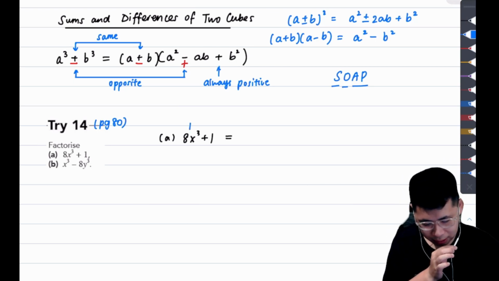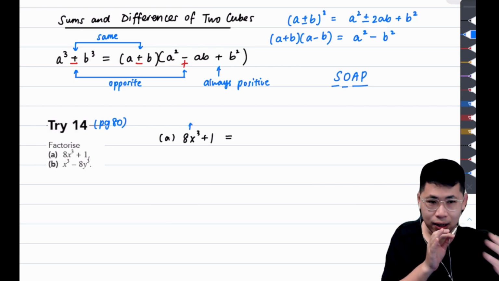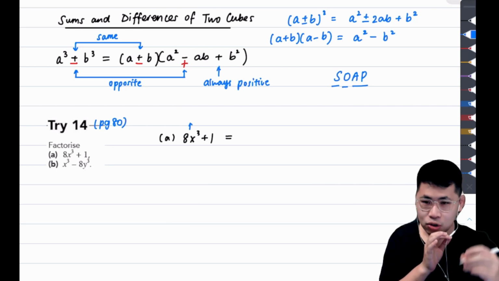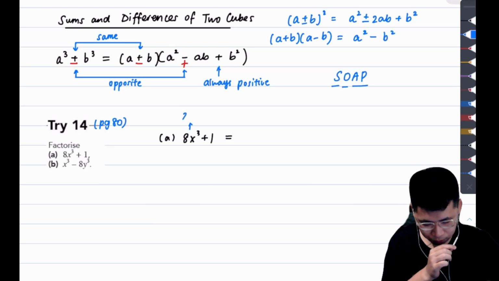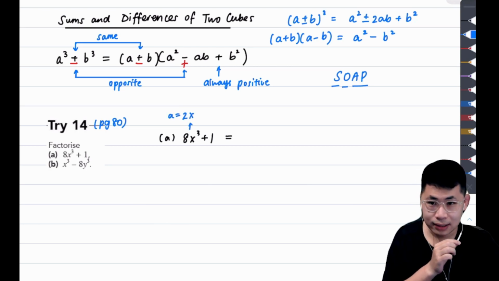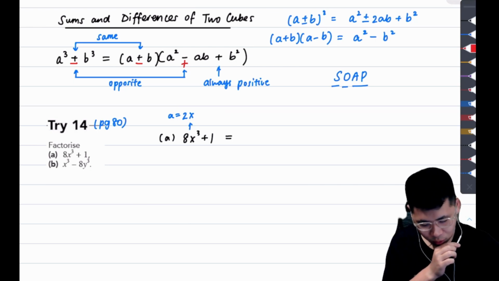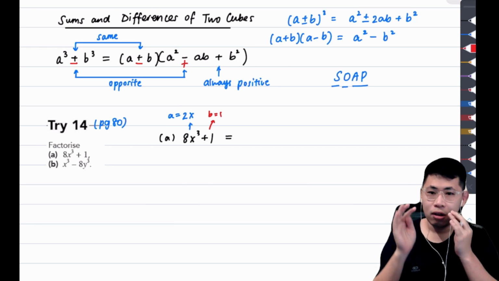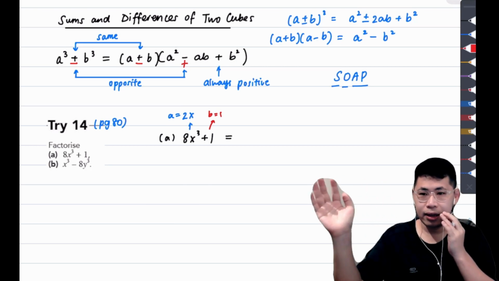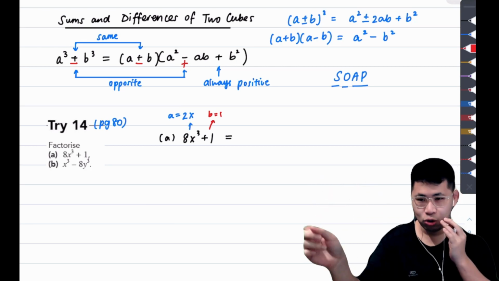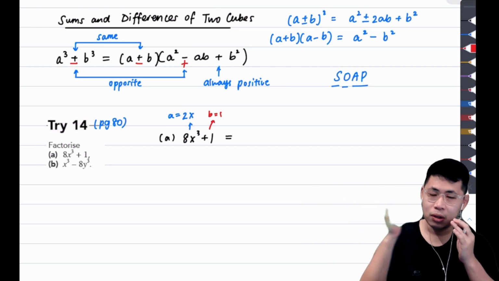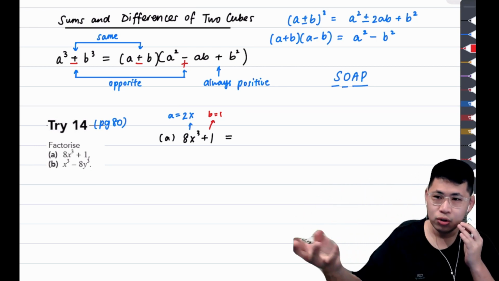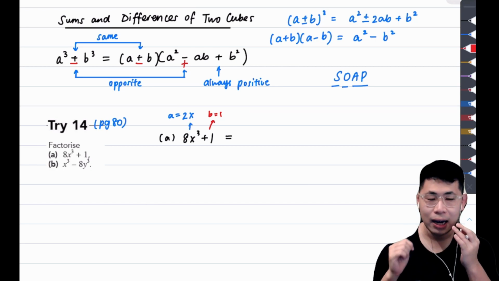Here 8x cubed, A is just the cube root of this, so the cube root of 8 would be 2, the cube root of x cubed would be x, so A is going to be 2x, right? B, the cube root of 1 would be 1. As long as you identify that in 8x cubed, the 8 is a cube, x cubed is also a cube, and the 1 is also a cube, you can use the identity for the sum of two cubes.